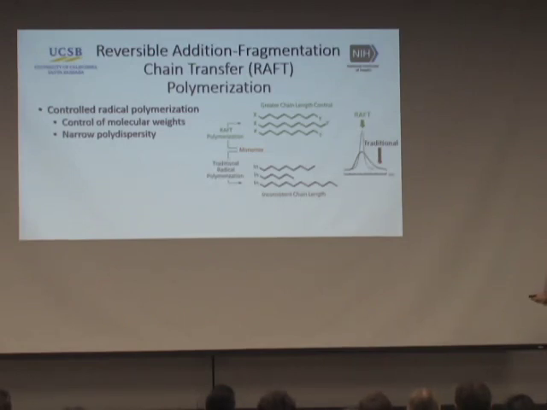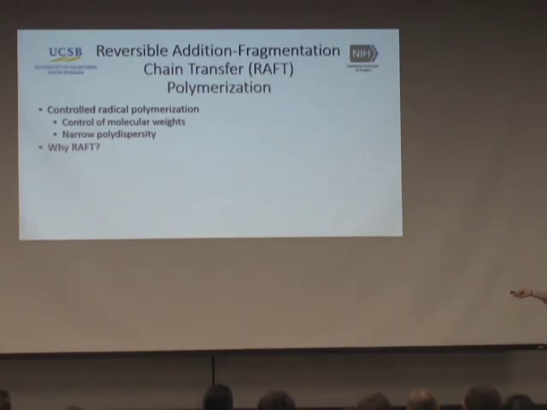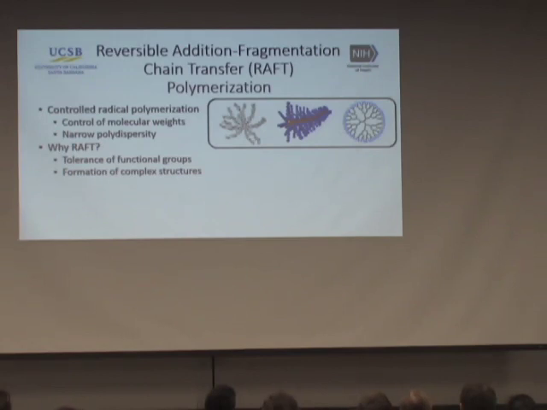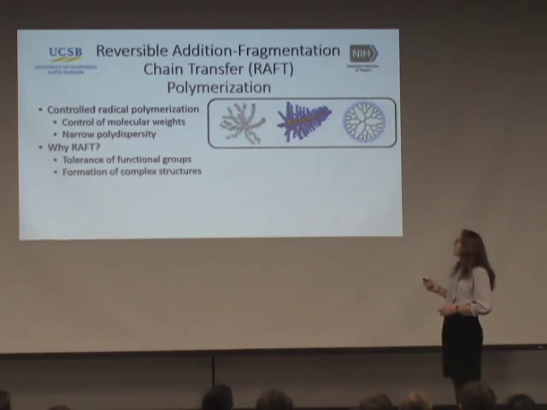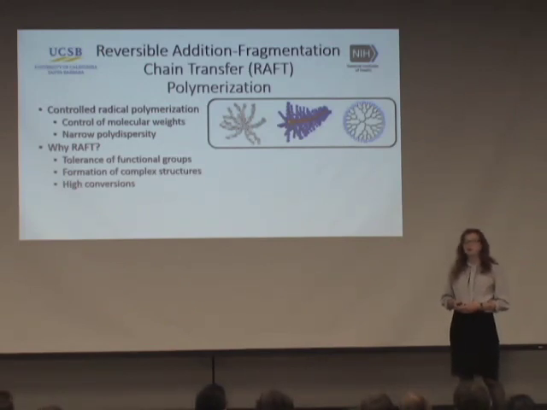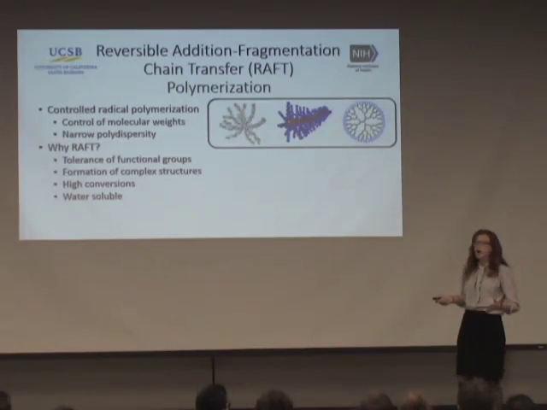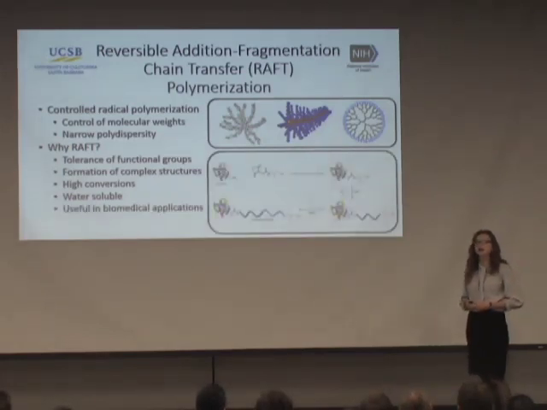However, there are other types of controlled radical polymerizations, so why specifically RAFT? It is because of the versatility that RAFT provides. This versatility comes because RAFT has a very large tolerance for functional groups in the monomers, the solvents, and the initiators, as well as you can make a variety of complex architectures, such as the star shown here, the worm shown here, and the dendrimer. You can also push these to high conversions, and all together, you can tailor your polymers to be water soluble, which makes RAFT one of the most useful polymerization techniques in the biomedical field.